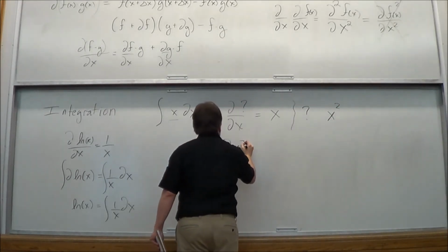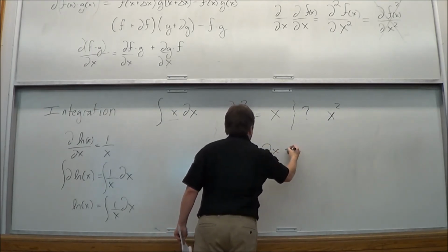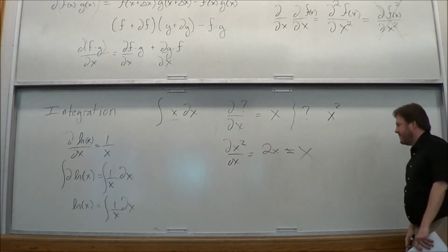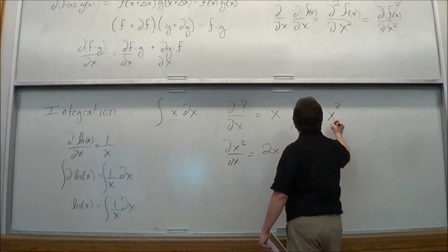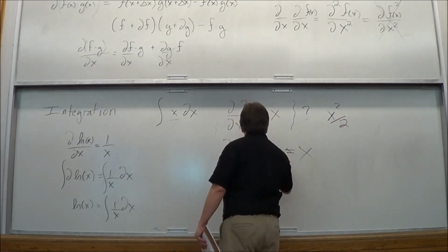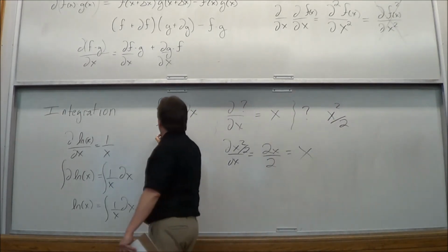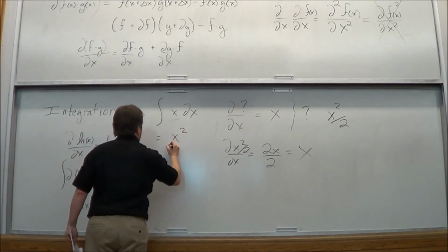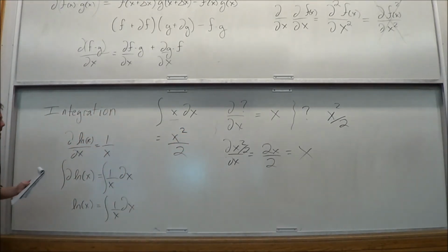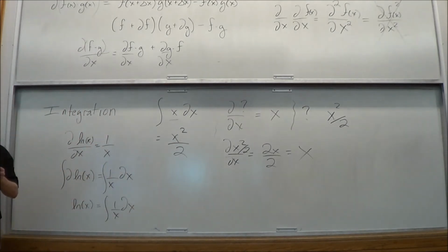All right, now I double check it. The derivative of x squared is 2x, which is not x. I don't have the answer. Okay, it's clear what to do. Divide by 2. Now it's equal to x. There you go. So the integral of x is x squared over 2. Now you can apply limits and all that, but I'm not going to cover that. Again, childishly simple, but personally, this is what goes on in my head when I do this.